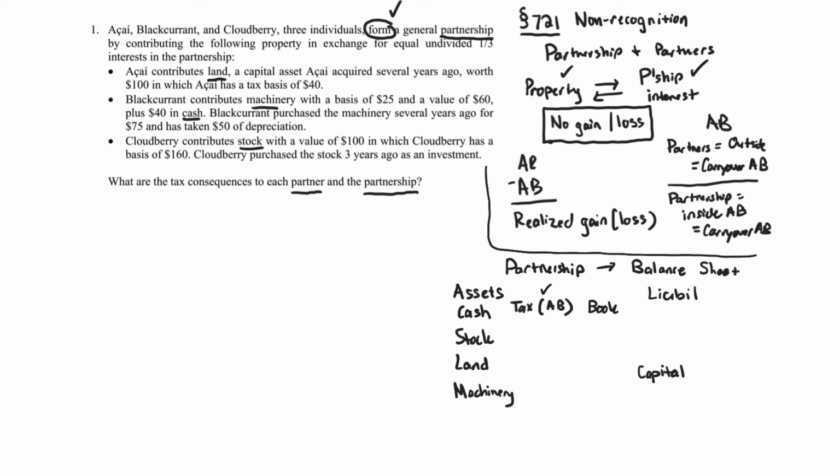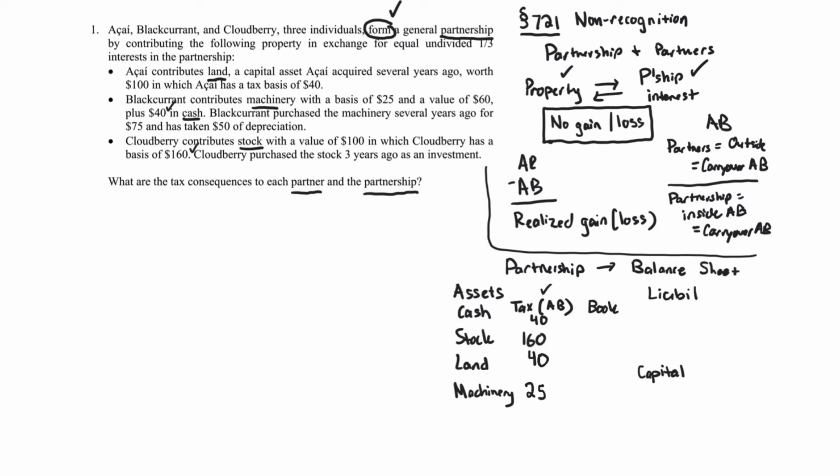So the cash basis is always just going to be the face value, which here is 40. Stock, 160. So again, we're just carrying over the basis of each item that's given to us in the problem. The land has a basis of 40, my apologies. And the machinery has a basis of 25.